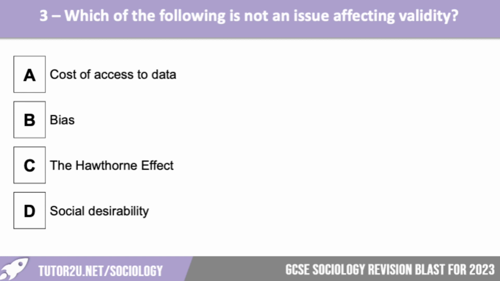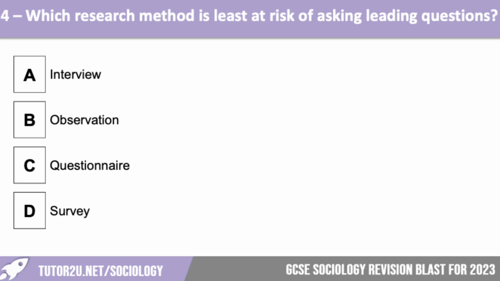Is it A, cost of access to data, B, bias, C, the Hawthorne effect, or D, social desirability? Okay, let's reveal. It is the cost of access to data. Number four, which research method is least at risk of asking leading questions? A, interview, B, observation, C, questionnaire, or D, survey?